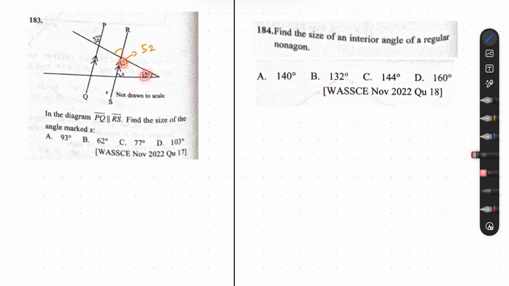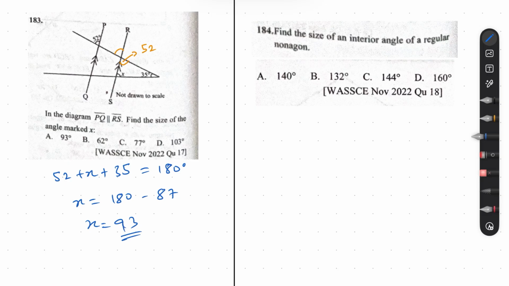So now we know this angle, we know this angle. We can easily find X because the sum of the interior angles of a triangle add up to 180. So 52 plus X plus 35 should give us 180. So that means X equals 180 minus 87. That would give us X to be equal to 93, which is A.